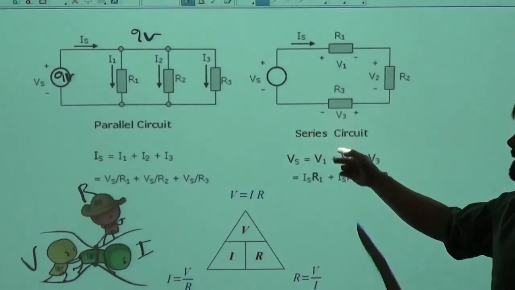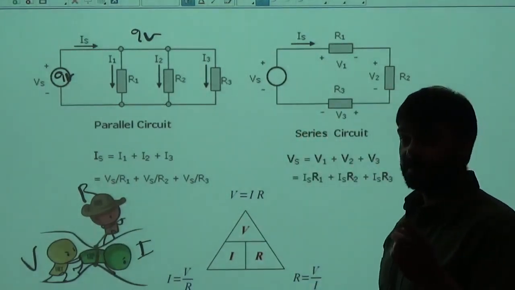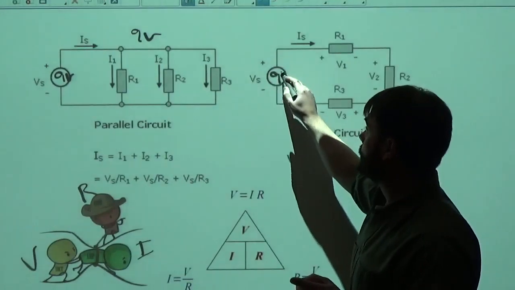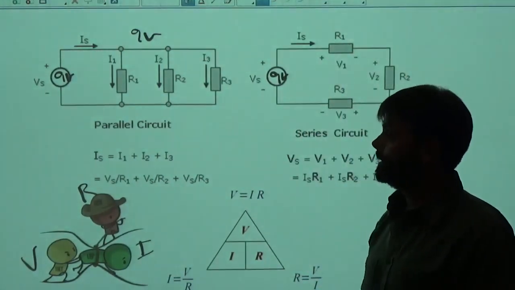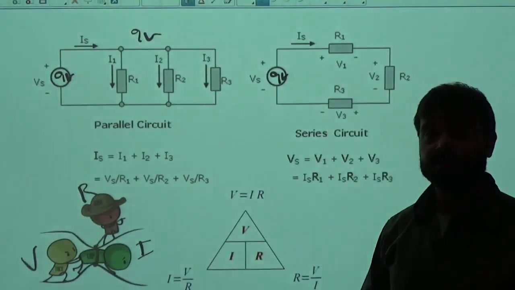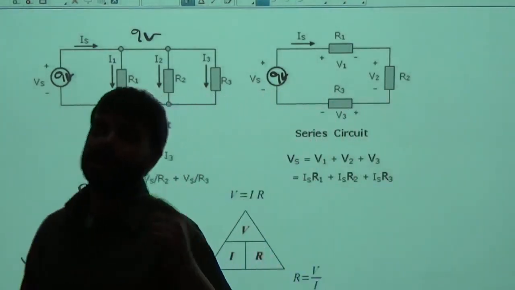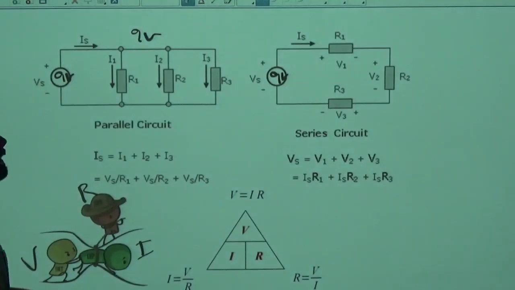If we talk about a series circuit, everything only has basically one path for it to go through. So it's got 9 volts here. The voltage across each one of the resistors is not necessarily the same, because there's a voltage drop as you go across from one to the other.